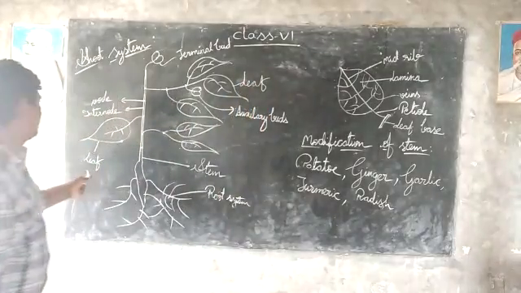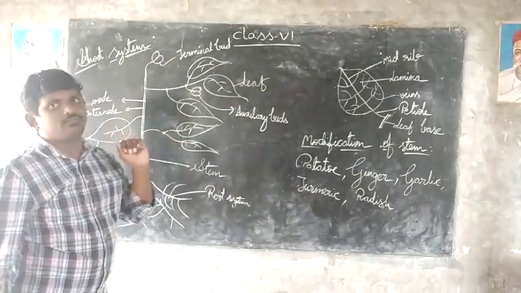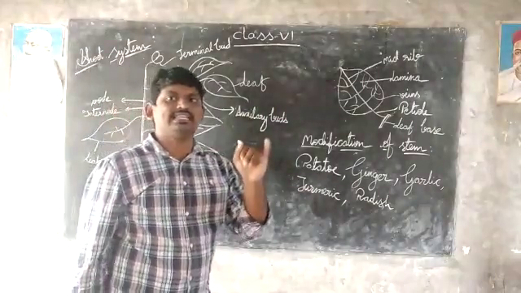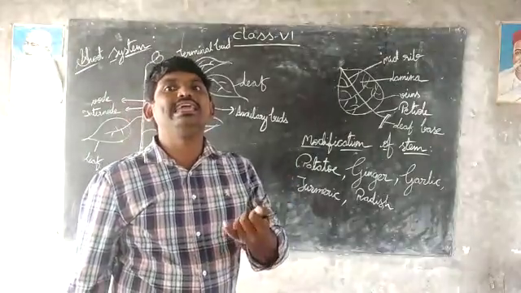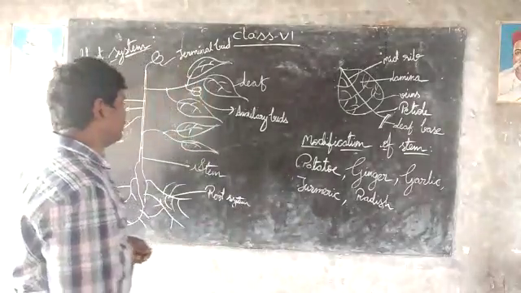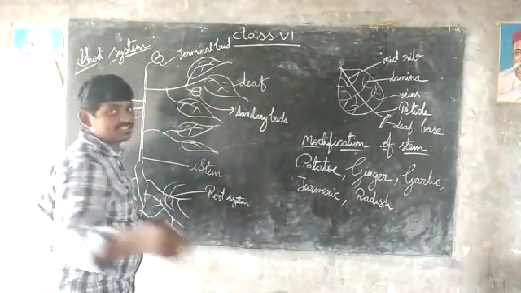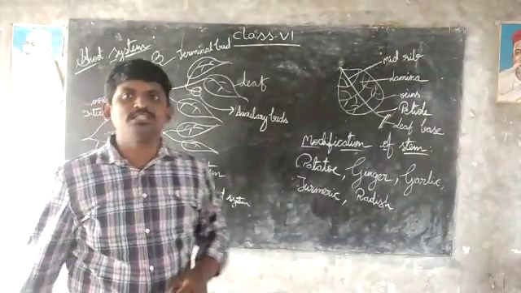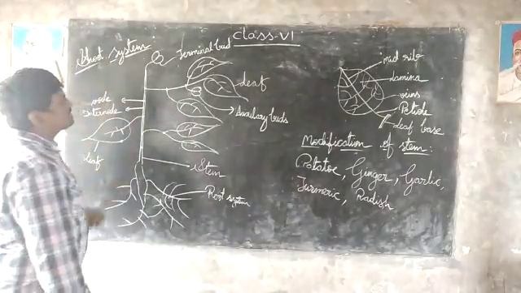These are leaves. If one leaf, we call it a leaf. If many, it is leaves, plural. And this is the root system, what we discussed in the previous video, the first video. So this is all about the stem.